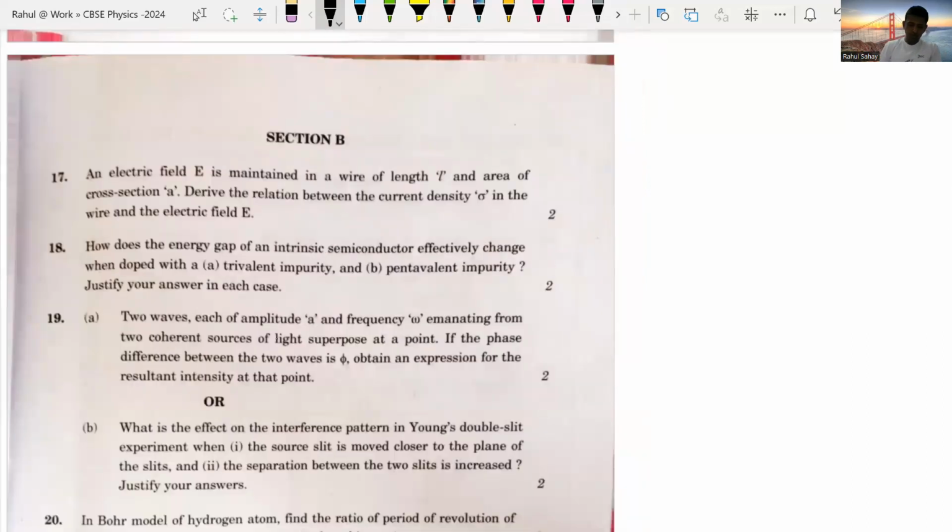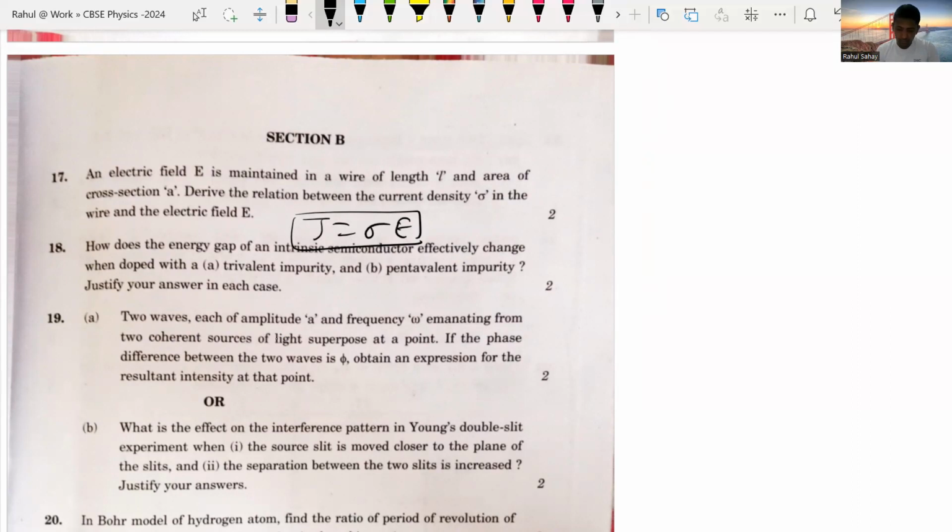Coming to section B, electric field is maintained in a wire of length L. So we have to derive the equation of what? J is equal to sigma into E. You have this already given in NCERT. This is a very famous derivation. J is equal to sigma into E. So this is a very easy question.